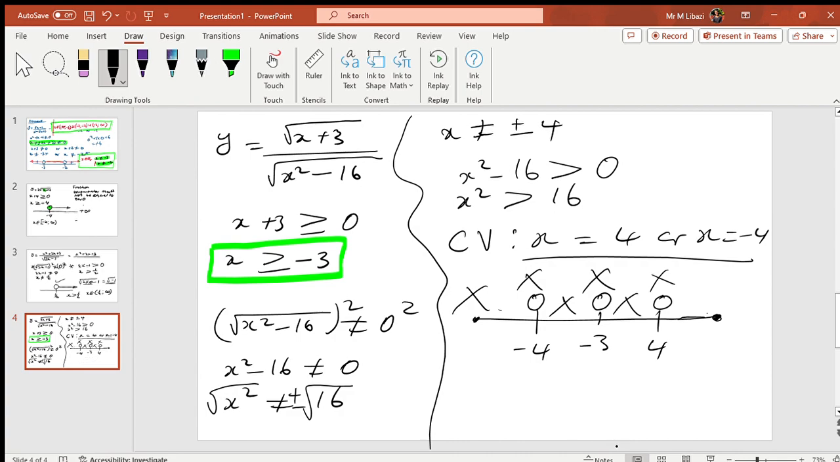Now the only option we have is to go above 4. Let's go above 4 and substitute 5. The square root of 5 plus 3 will give us a positive number. Divide by the square root of 5 squared, which is 25 minus 16, which will also give us a positive number.